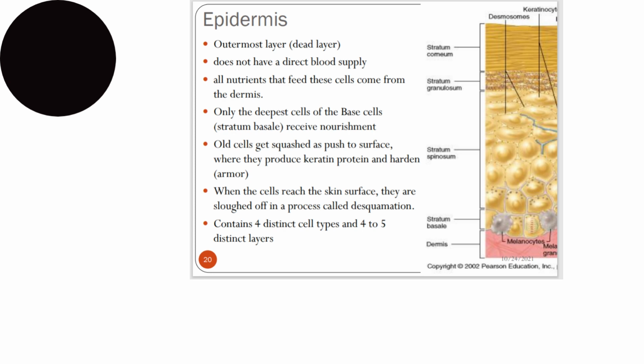Okay, the first layer of skin is epidermis. It is the outermost layer, lapisan paling luar. That layer contains 4 to 5 distinct layers. So under epidermis dia ada 4 ke 5 lapisan. So biasanya lapisan yang paling bawah, which is the stratum basale, menerima blood supply, nourishment.